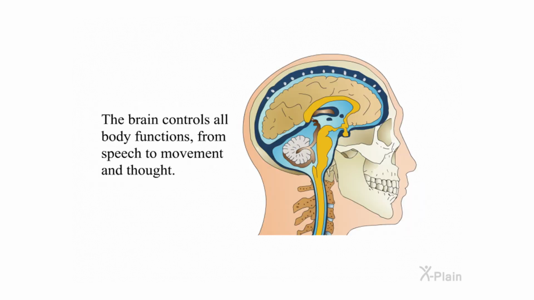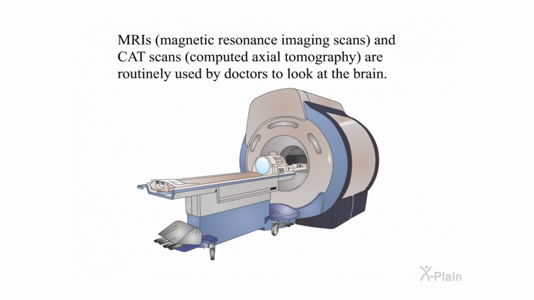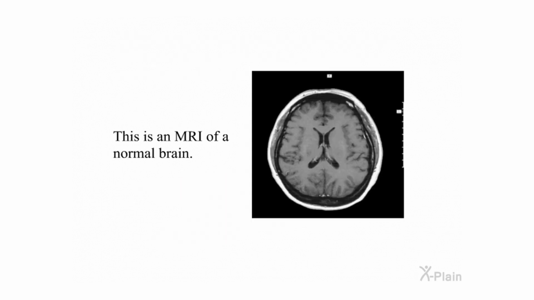Anatomy. The brain controls all body functions, from speech to movement and thought. It is located in and protected by the skull. MRIs, magnetic resonance imaging scans, and CAT scans, computed axial tomography, are routinely used by doctors to look at the brain. This is an MRI of a normal brain.